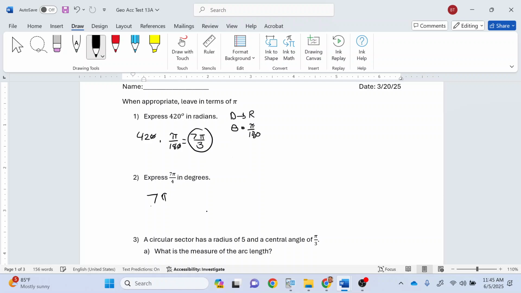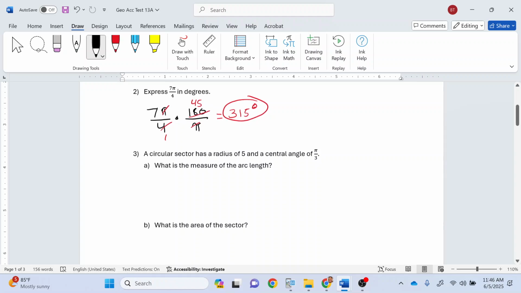So since I'm going to degrees, I got to put 180 on top in this case. So the pi's cross out. I could reduce this from 4. This is going to be 1, and this is going to be 45. So 7 times 45, 315 degrees. 4 and 180 becomes 1 and 45. So it's just 7 times 45.